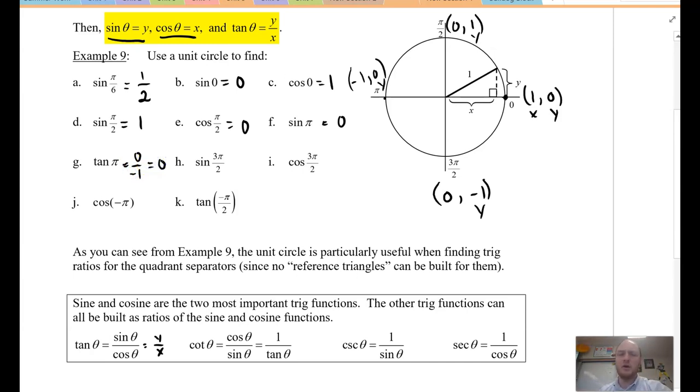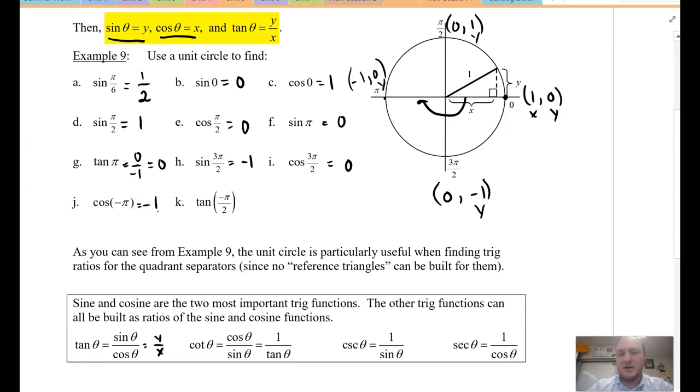They're either 0 or undefined at your quadrantals. Okay, sine of 3 pi over 2, that's the y value, -1. Cosine at 3 pi over 2, 0. Cosine of negative pi, oh, negative. They're trying to get us to go the wrong direction. But it doesn't matter, it's the same answer, right? Because if I go this direction, it's still pi. Cosine, that's the x value, -1.